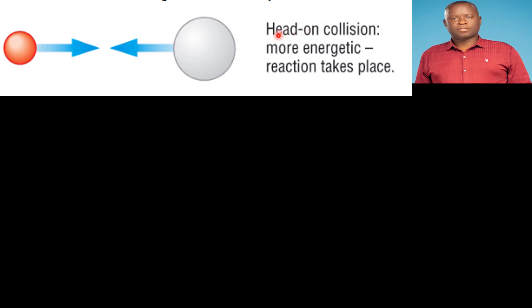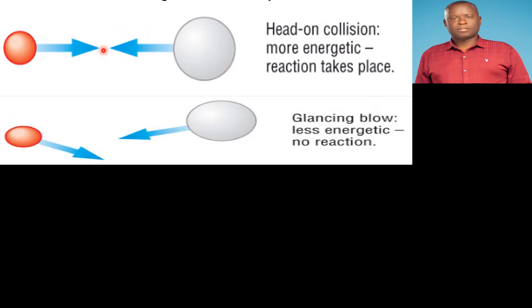You see here, this is a head-on collision. They are heading to each other and will hit each other in the middle. They're moving with more energy, and therefore a chemical reaction will take place. But if the particles are not moving in a head-on fashion, you see this one is moving its own way and this one is moving its own way. Therefore, these may not collide successfully. They will collide with less energy, and no chemical reaction may happen.